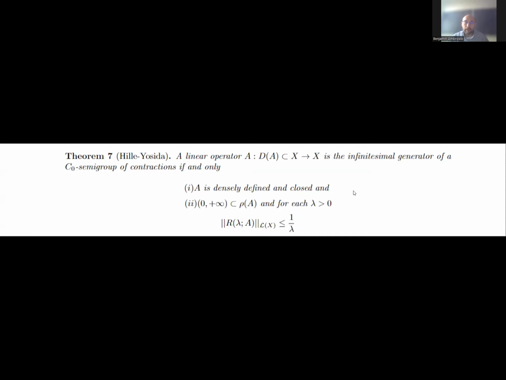So the Hille-Yosida theorem gives a necessary and sufficient condition for a linear operator to be the infinitesimal generator of a C0 semigroup of contractions. There are a few words that are important here: of course, semigroup, but C0 and contractions. Contractions has a meaning that we saw a couple of weeks ago.